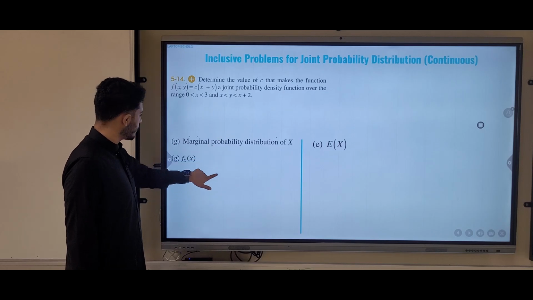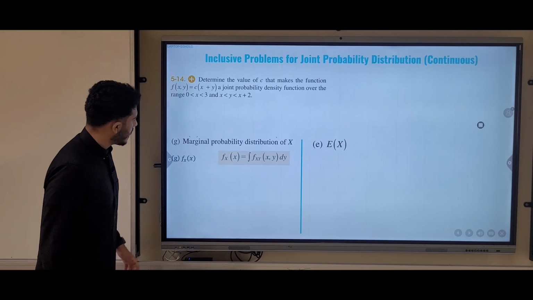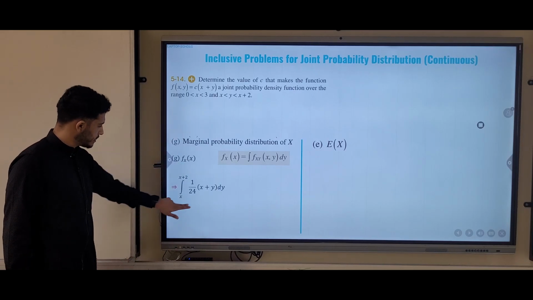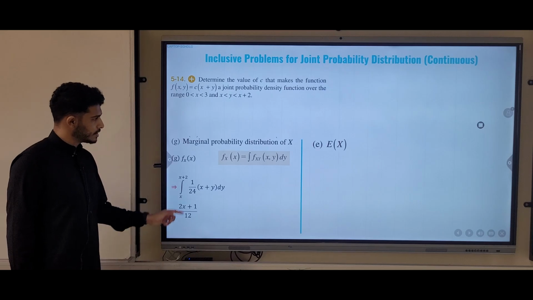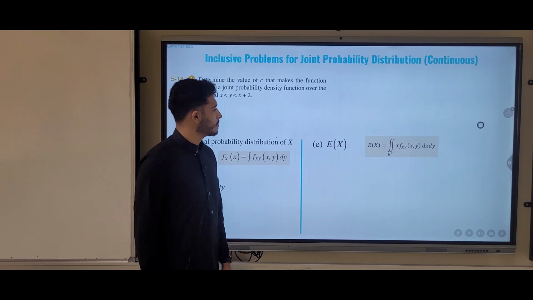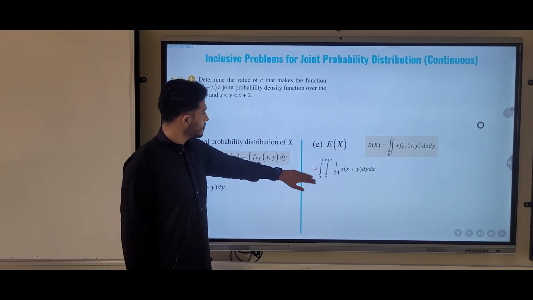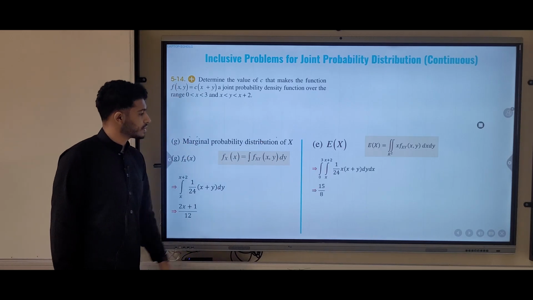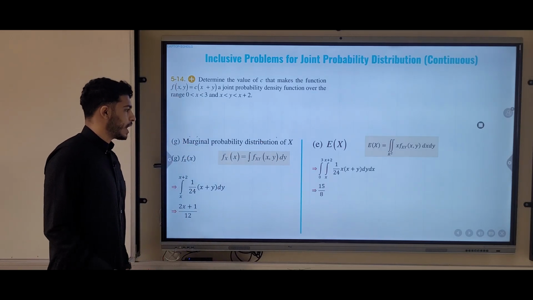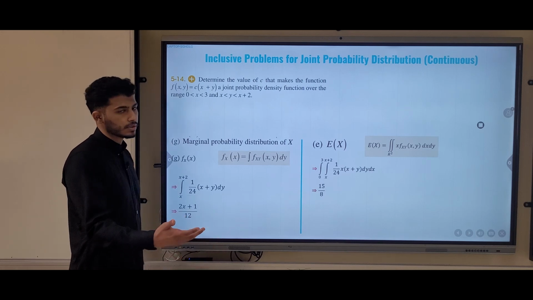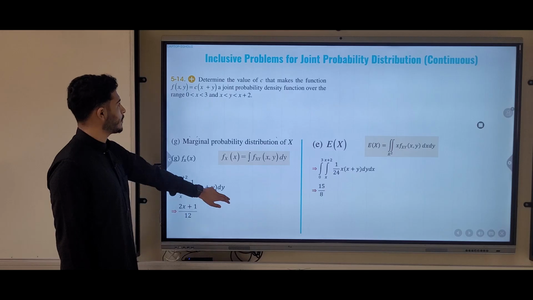Let's have the formula. Here is the formula, and just implement the formula. It's going to integrate over the whole range of y, and at the end you're going to find this function here. For the expected value, you can just implement the formula here and multiply this by x and integrate over the whole region. Take into consideration that you might want to have a certain arrangement of the integrals, dy dx or dx dy, so you don't get left with hanging variables at the end.